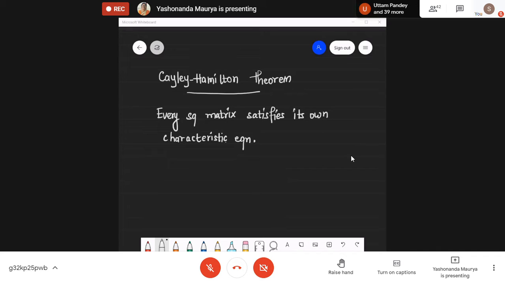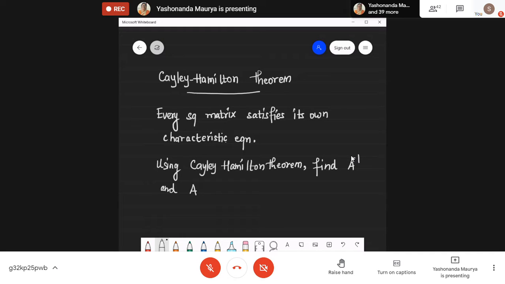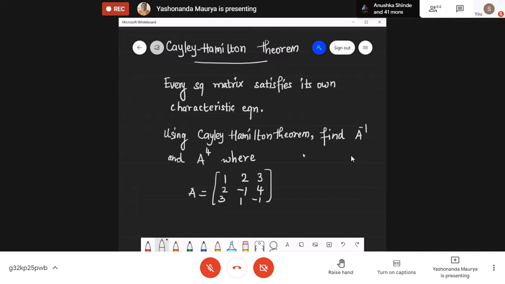Okay, so using Cayley-Hamilton theorem, find A inverse and A raised to 4, where A is [1, 2, 3; 2, -1, 1; 3, 4, -1]. Suppose this is the question.